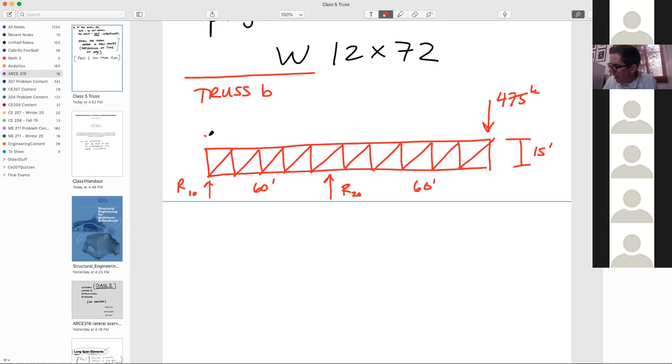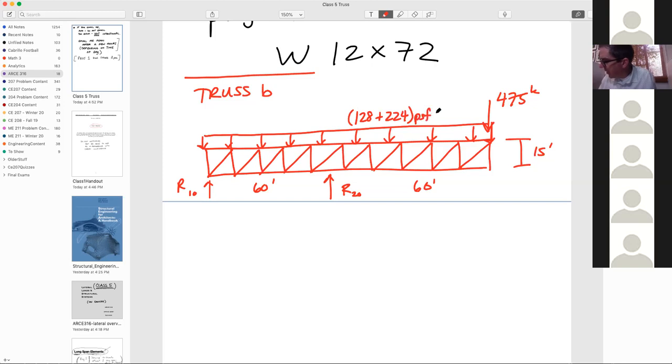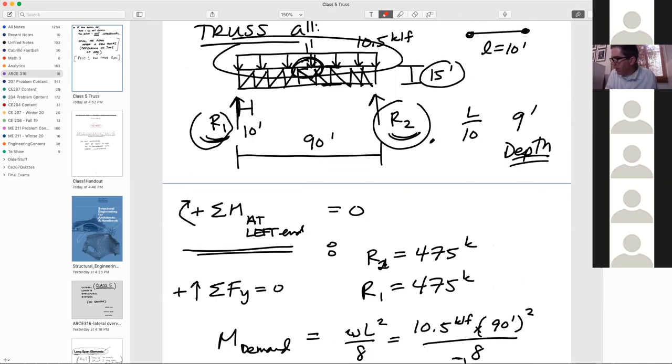Okay, we're going to have a distributed load. So we're going to use that same concept that it would come both from the roof and from the floor plan. And so really what we're going to need is the tributary width is going to be most important here. So this is going to be the 128 plus 224. Those are in pounds per square foot. And then we need to multiply by the tributary width. So let's go back up to the framing plan.